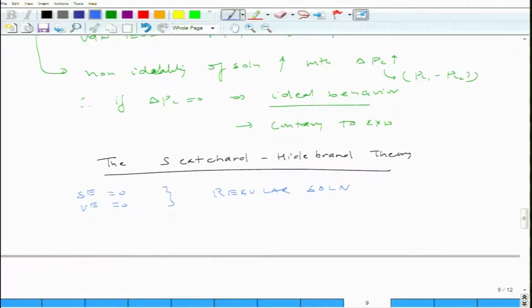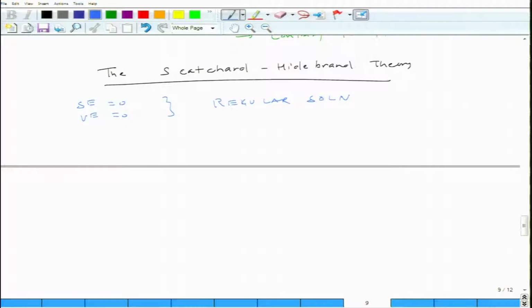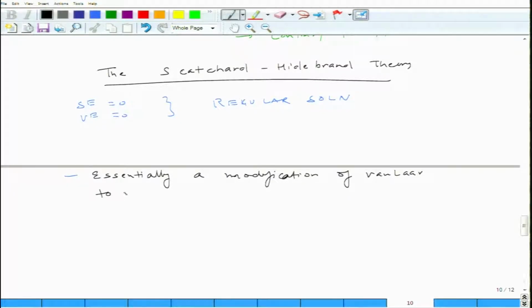So, what is the basic contribution of Scatchard-Hildebrand? It is basically to modify the van Laar theory to remove the dependency on the van der Waals equation of state. So, the theory is nothing but essentially a modification of van Laar theory to remove dependency on the van der Waals equation of state.